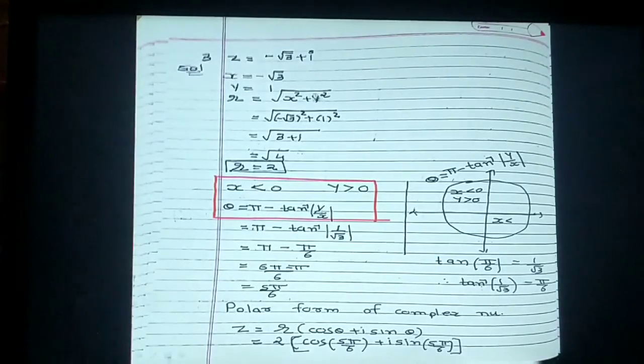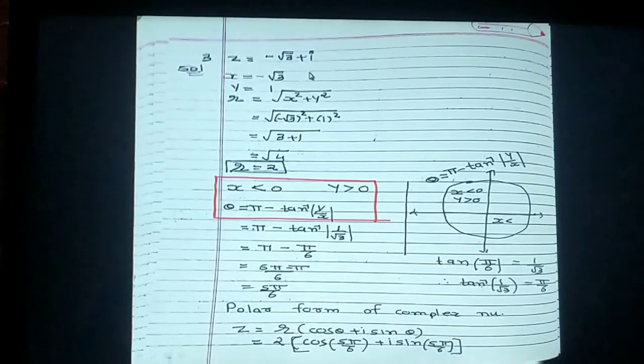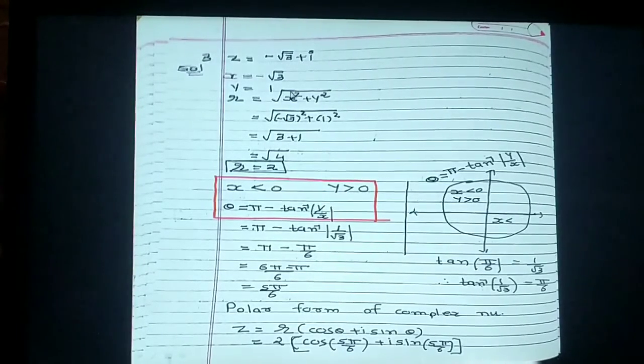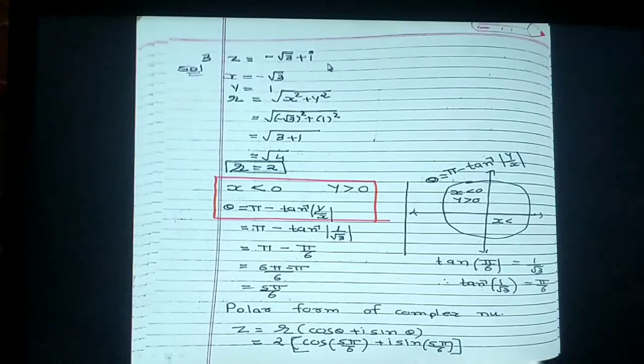Z is equal to minus under root 3 plus i. So here x is equal to minus root 3, the real part. Y is equal to 1, the imaginary part. So it is plus 1.